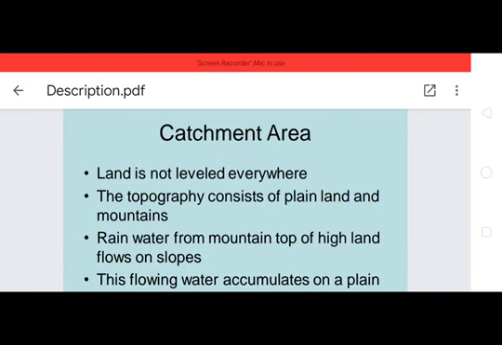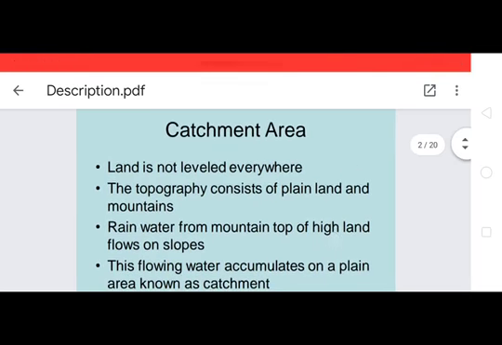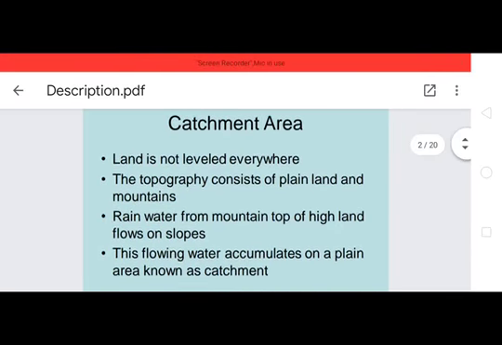Today we will discuss catchment area. We came to know about the terminology of catchment in previous classes. So in relation to that terminology, we are discussing catchment area in brief. So what is catchment area? Here is the question first.